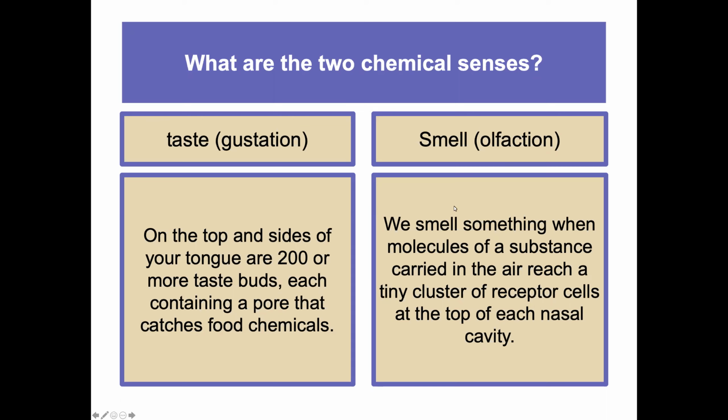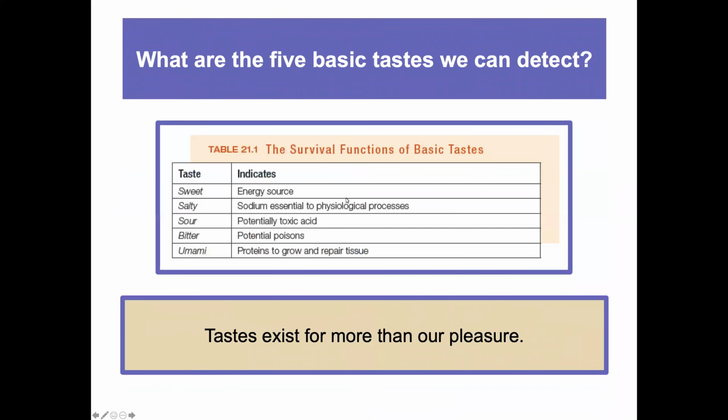In terms of smell, we smell something when molecules of a substance carried in the air reach a tiny cluster of receptor cells at the top of each nasal cavity. So what are the five basic tastes that we can detect? Probably the first four you're pretty aware of: sweet, salty, sour, and bitter. But there's also an umami taste, which has been conceptualized as the taste that MSG, monosodium glutamate, gives to foods, which I seem to have an allergy to because it causes me significant headaches, and apparently that is not that uncommon. And this table shows you some of the purported survival functions of the basic tastes.